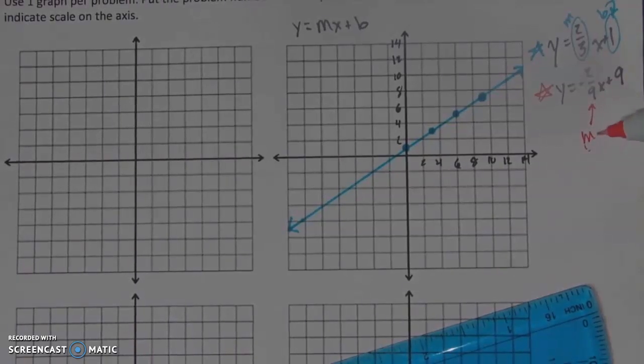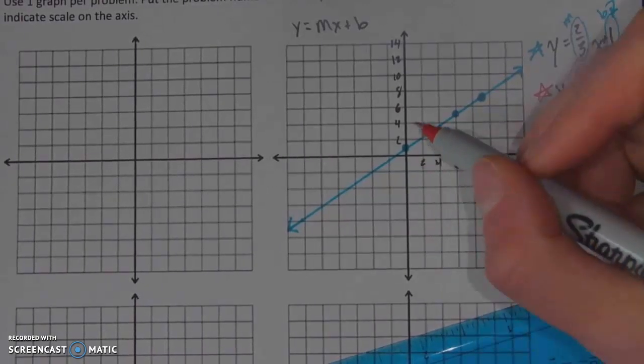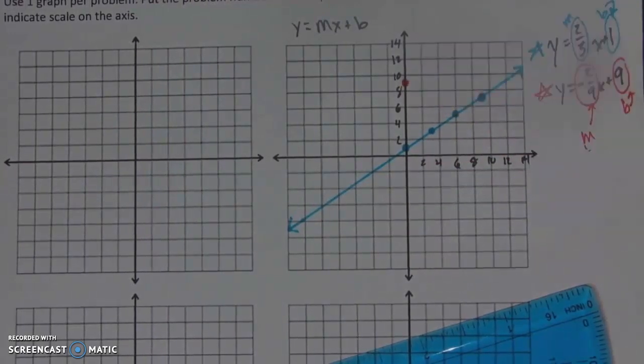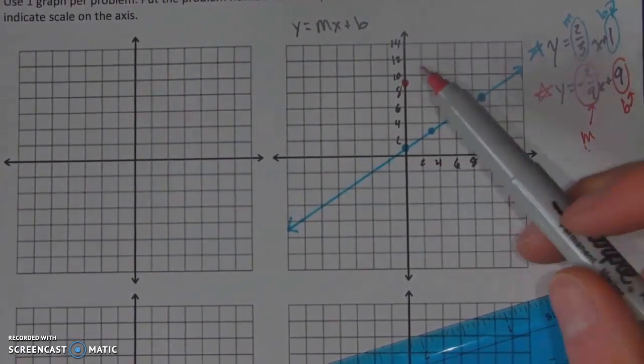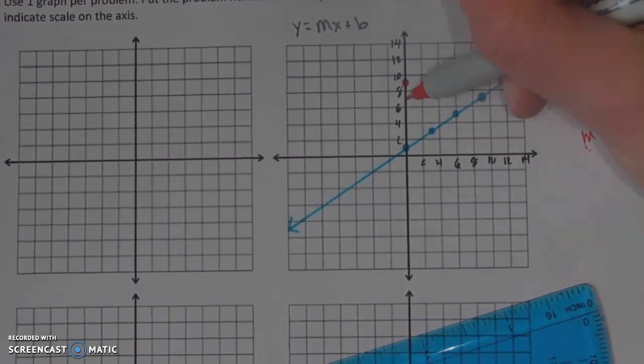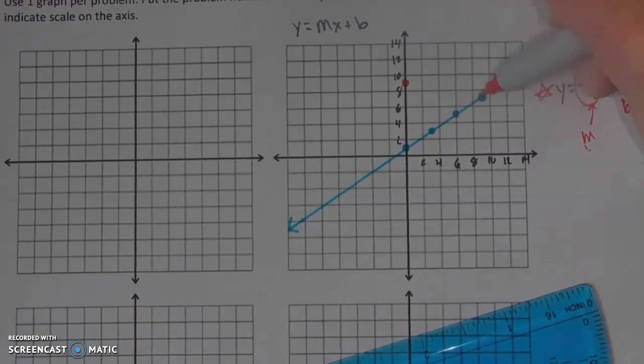Now this one, m is negative, don't forget that negative, 2/9, and my b, or intercept, is 9. So I'm going to start at my intercept of 9. And remember, that's my y-intercept, so I'm going through the y-axis at 9. So now that I have my starting point, I can move using my slope. And this is saying I have a rise of negative 2 over a run of 9. In other words, I go 2 down, that negative 2, and 9 over. So 1, 2, 3, 4, 5, 6, 7, 8, 9.